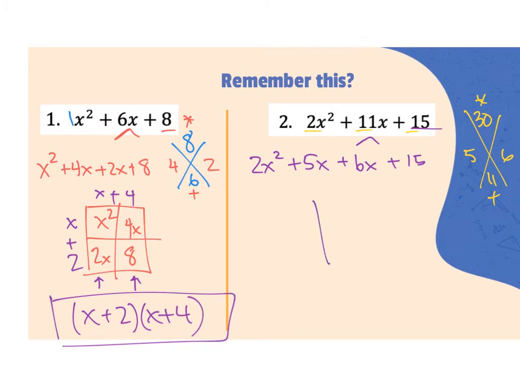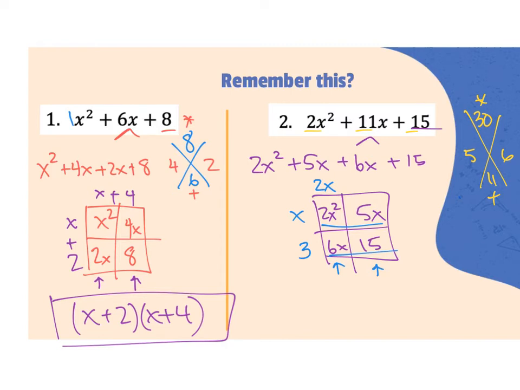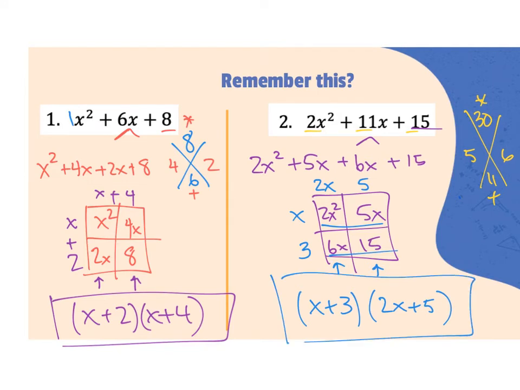So then I put those things in a box, 2x squared, 5x, 6x, and 15. And I look for those GCFs. On the top row, 2x squared and 5x have a GCF of x. In the second row, 6x and 15 have a GCF of 3. I can divide 3 out of both 6 and 15. From the first column, 2x squared and 6x, I can take out a 2 and an x. And from the second column, I have 5x and 15, so I can divide out a 5. So I have one factor of x plus 3 and another factor of 2x plus 5. That's my factored form.